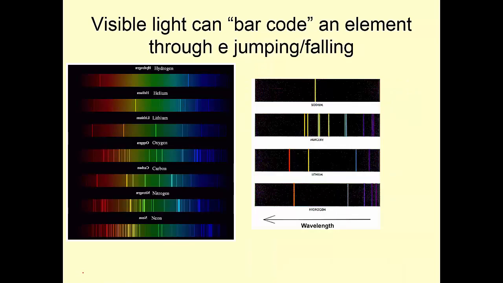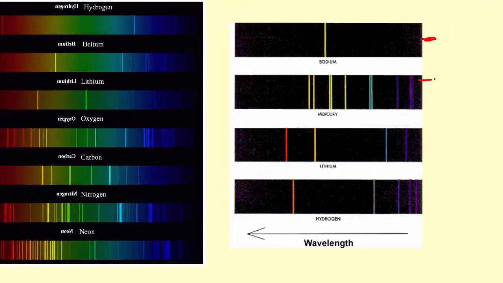Visible light can barcode an element through electron jumping and falling. We talked about electron jumping and falling last time, but this hopefully can show you the barcode idea I have. See how sodium is certainly different than mercury, which is certainly different than lithium, which is certainly different than hydrogen. Okay, so you can identify an atom based upon light spectroscopy. So it's important to tell what elements are in something, and then you can use that for molecules to select that.